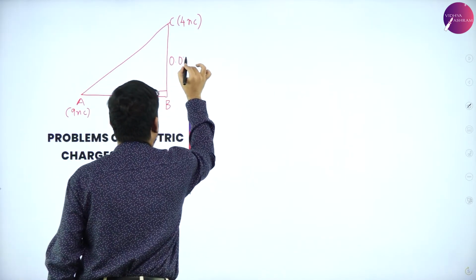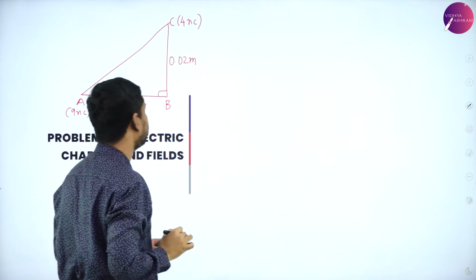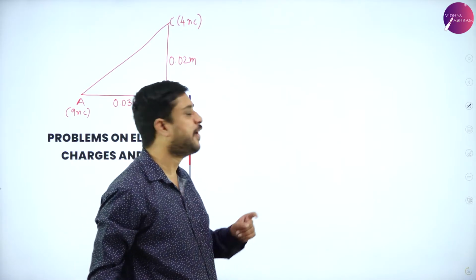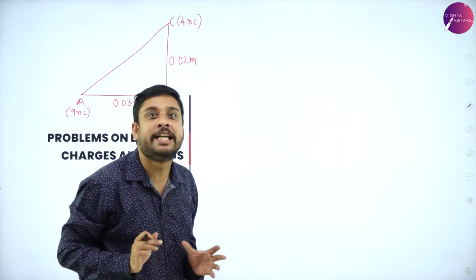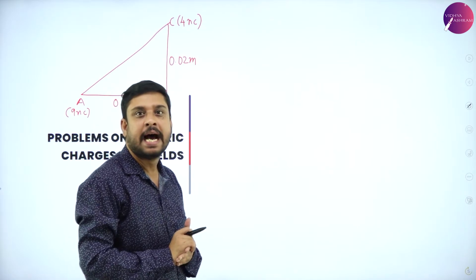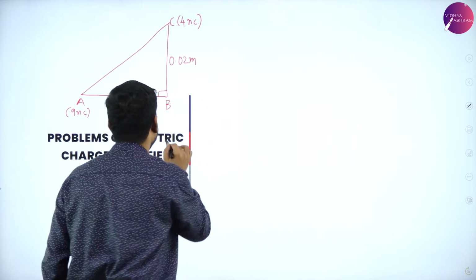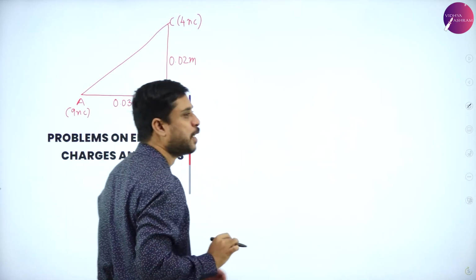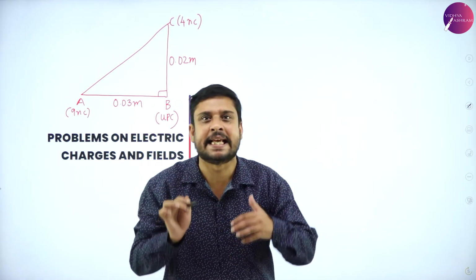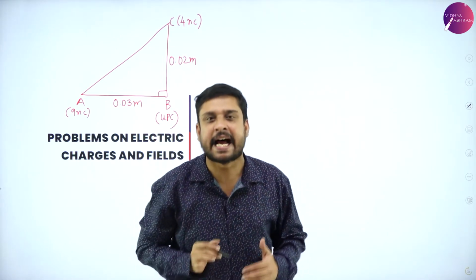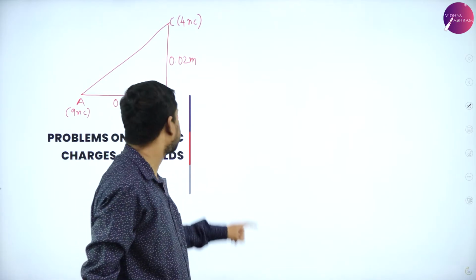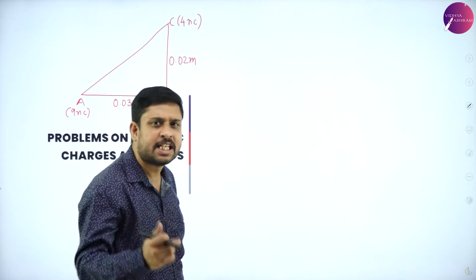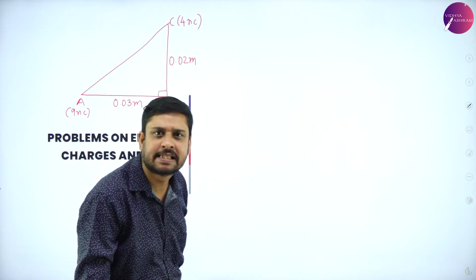And this is 0.02 meter. Where am I calculating the electric field? At the point B. Again, what is placed at the point B? UPC. Because we are again testing the magnitude and direction of the electric field at this point B, as we did in the earlier case.